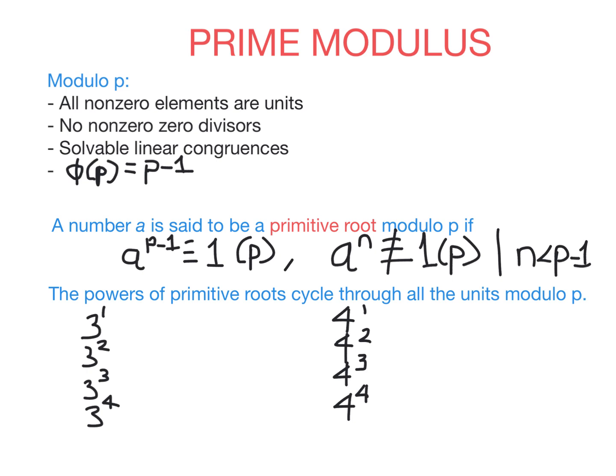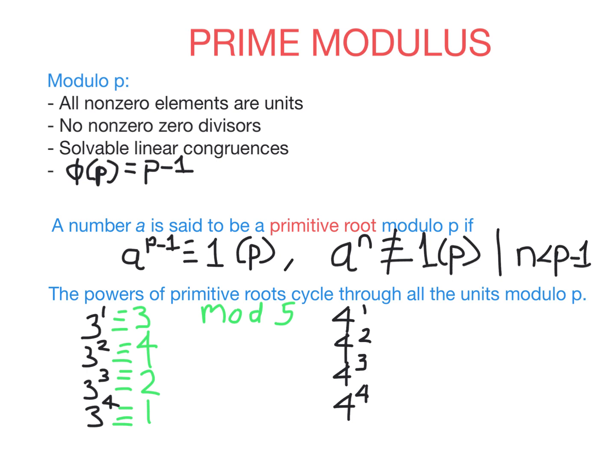Okay, probably doesn't make a lot of sense. Let's look at an example. So we're going to look at each of these powers of 3 and powers of 4. We're going to do this in mod 5. So in mod 5, 3 to the power of 1 is obviously equivalent to 3 mod 5. 3 squared is 9, so that's 4 mod 5. 3 cubed is 27, which is 2 mod 5, and 3 to the power of 4 is equivalent to 1 mod 5.